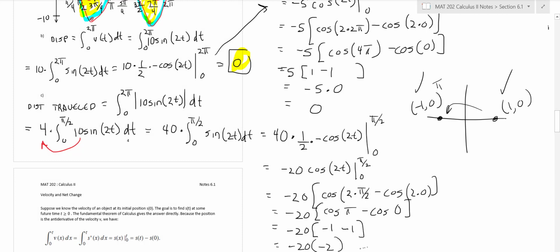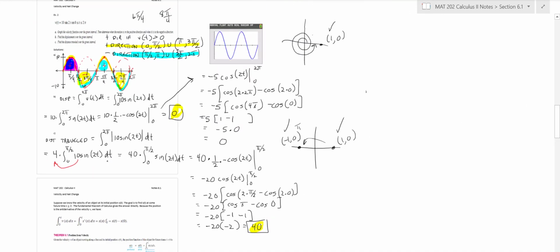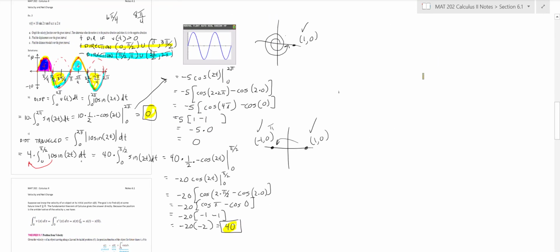Therefore, the answer to that problem is 40. So the total distance traveled is 40. Okay, so what I did is each little hump on this graph is 10. We just quadrupled it. A lot of times you have to break these integrals up because there's not really a formula for the integral of an absolute value of a sine of 2t. You know how to do the integral of sine 2t, but not necessarily the absolute value.